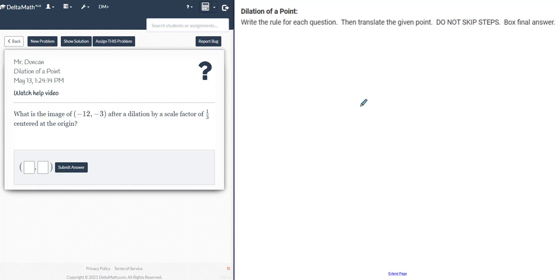Dilation of a point. What is the image of negative 12 comma negative 13 after a dilation of a scale factor of 1/3 centered at the origin? So here's how we're going to show our work for this.